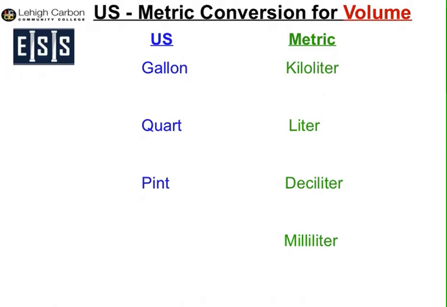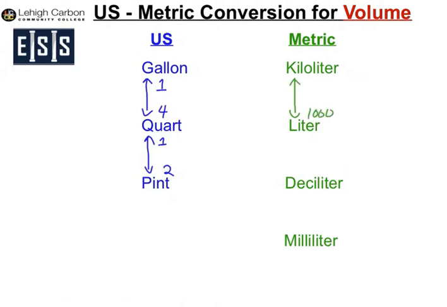Now, looking at the US system, there are 4 quarts in 1 gallon. And from pints to quarts, 2 pints in 1 quart. Now, on the metric side, liter is the base unit for volume. There are 1,000 liters in 1 kiloliter.